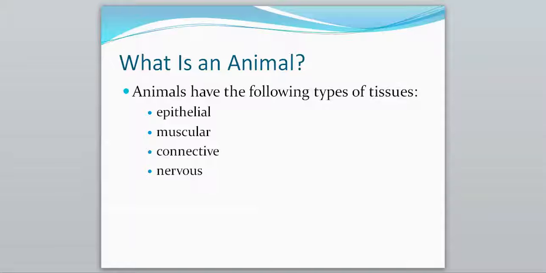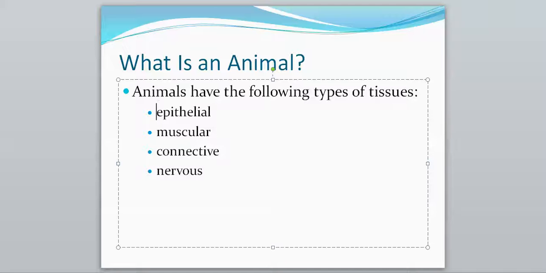And when we look at animals, we need to know that they have the following types of tissues. So there's 4 types of tissues, if you remember. A cell is the basic unit. A group of cells will make up a tissue. A group of tissues make up an organ. A group of organs make up an organ system. So there's 4 types of tissues: epithelial, muscular, connective, and nervous. Those are the 4 types of tissues that are going to be found in most animals.